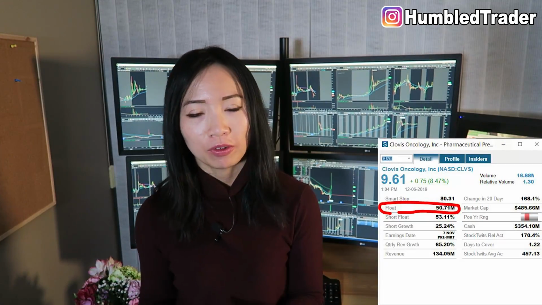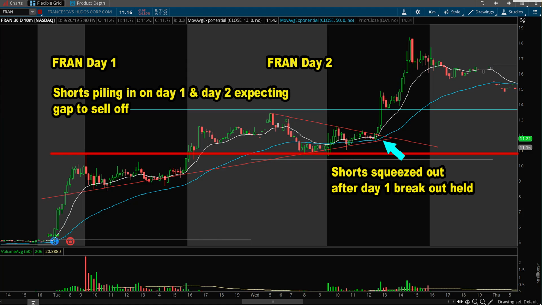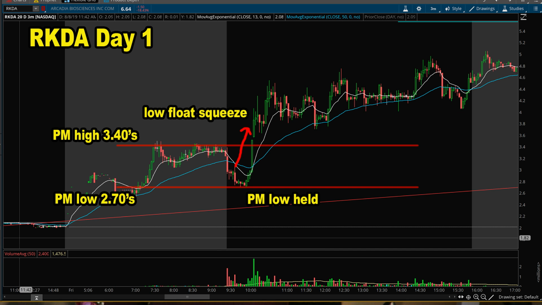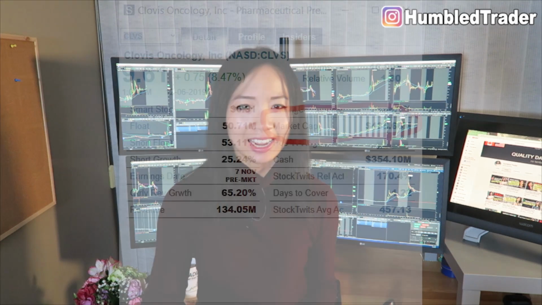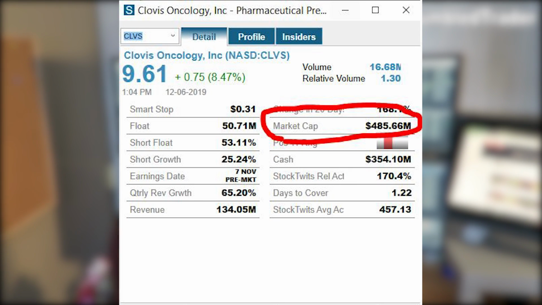I am not like that. So we can see that the float for CLVS is 50.7 million. So that means it's not a low float stock that will squeeze 200-300% within 10 minutes like the rest of the penny stocks. And its market cap is around 800 million. So it's considered still a small cap stock, but it's not a micro cap penny stock like PSTV or APDN.